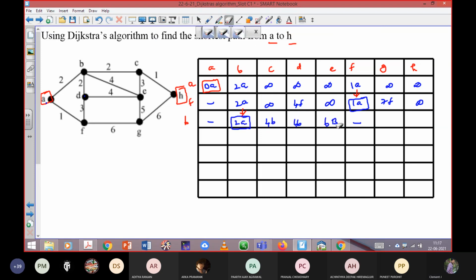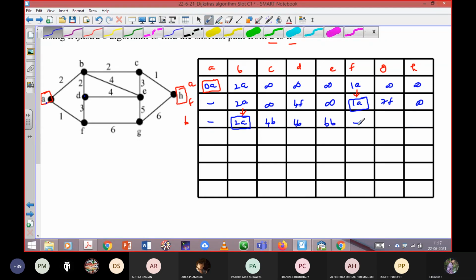6B. Okay. Next, B to G: 7F. Very good. That should be noted very carefully. Next, B to H: infinity.